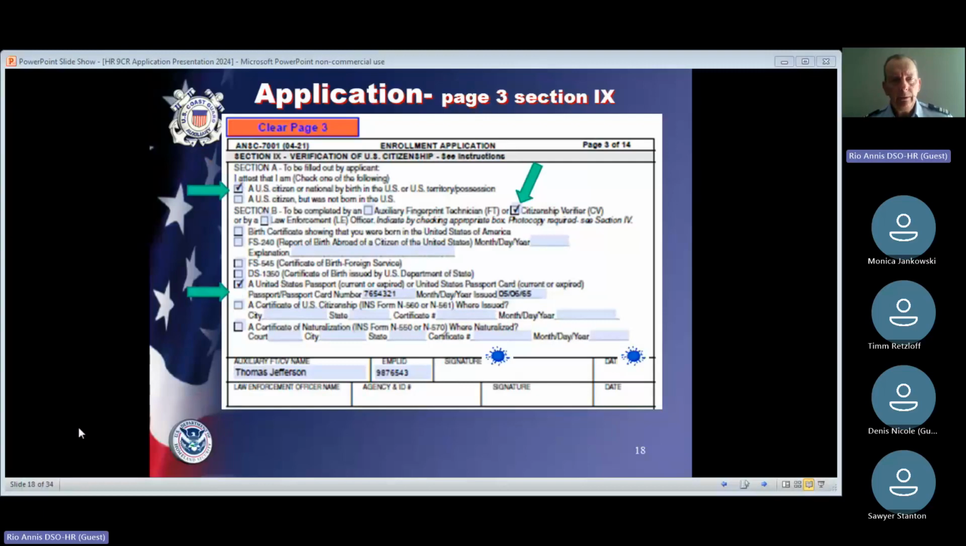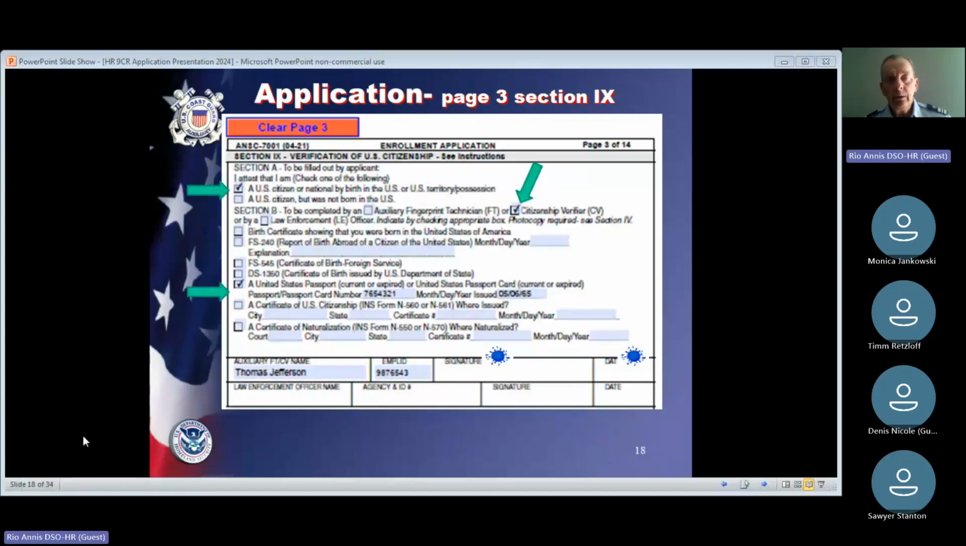We're on to page 3. So it'll be one of the 2 boxes. They are a U.S. citizen born in the U.S., or they're a U.S. citizen but not born in the U.S. And then who is looking at the documentation, whether it's the passport or the birth certificate.